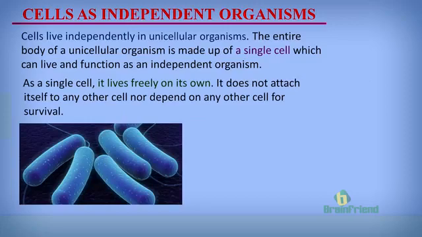Cells live independently in unicellular organisms. Remember, we said unicellular organisms are organisms whose entire bodies are made up of a single cell. So in that case, we say that cell is independent because it is just a single cell and it is alone. So the entire body of a unicellular organism consists of a single cell. This cell is able to live and function as an independent organism.